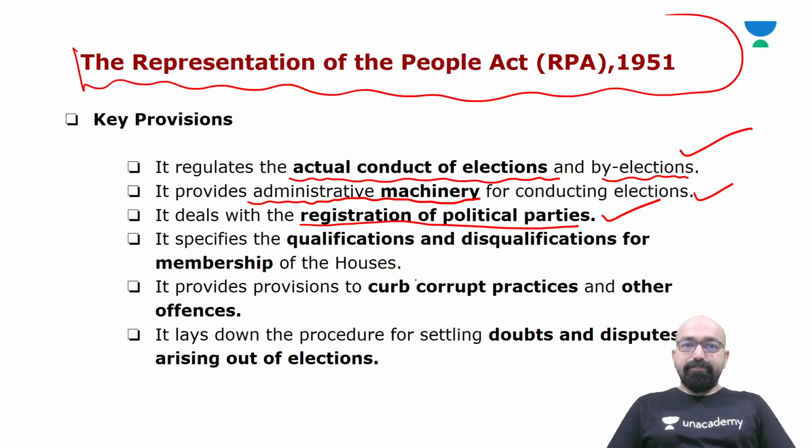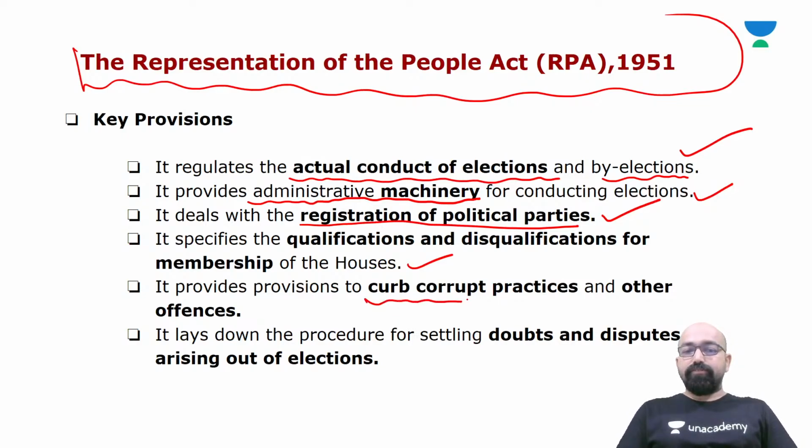The Act specifies the qualifications and disqualifications for membership of the houses. And it provides provisions to curb corrupt practices and other offences. It lays down the procedure for settling doubts and disputes arising out of elections.